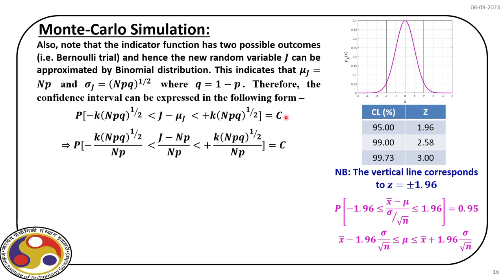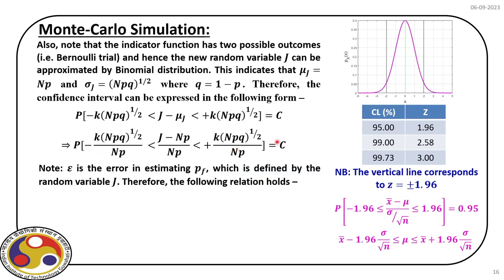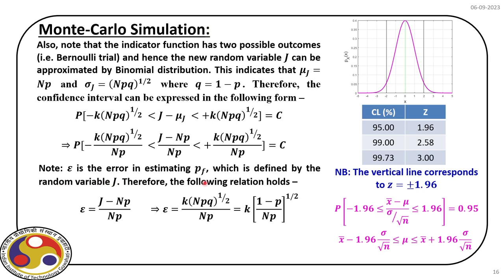Now, if we divide these expressions by NP, we can further modify the first expression into the second one. And then, if you look at the expression in the middle, this is nothing but the estimate of error. So this epsilon is the error in estimating PF, which is defined by the random variable J, and for that we have the error estimates, and that we can correlate with the number of samples capital N.